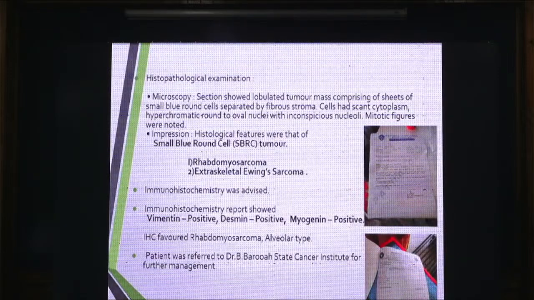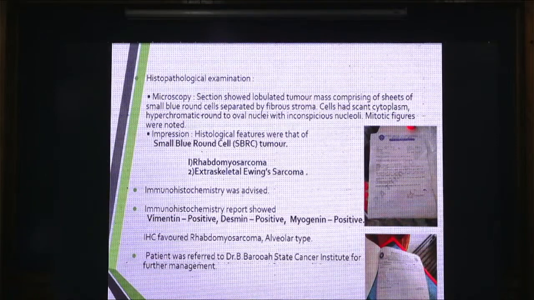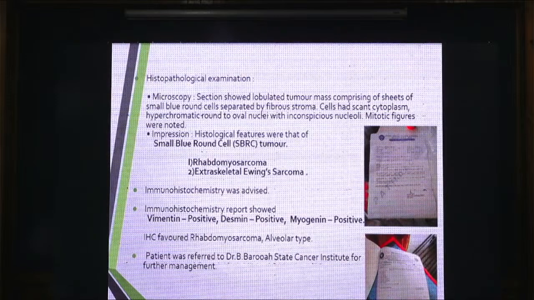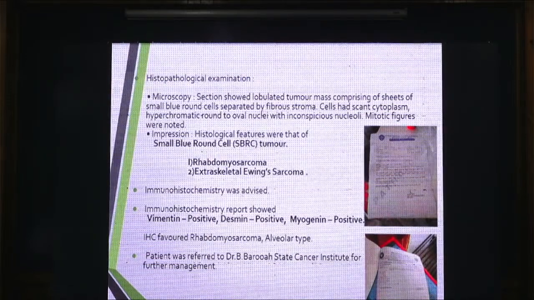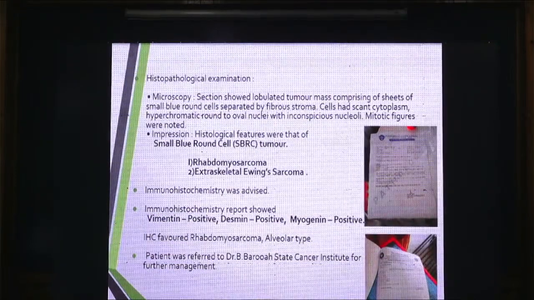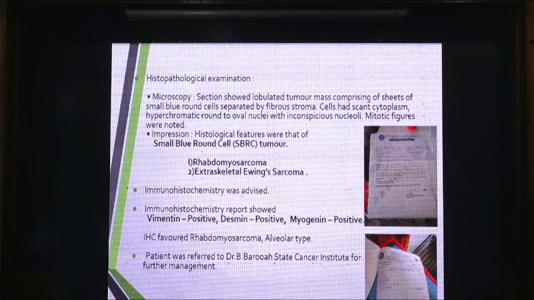They gave the impression of small round blue cell tumor. It could be either rhabdomyosarcoma or extraskeletal Ewing sarcoma. Immunohistochemistry was advised, and it showed positive vimentin, desmin, and myogenin, which favored alveolar type of rhabdomyosarcoma. So the patient was referred to Dr. B. Borooah State Cancer Institute for further management.